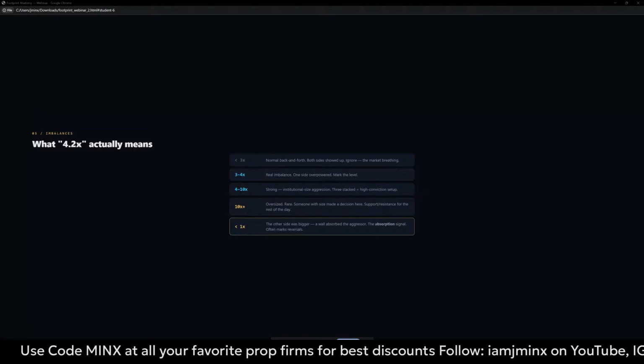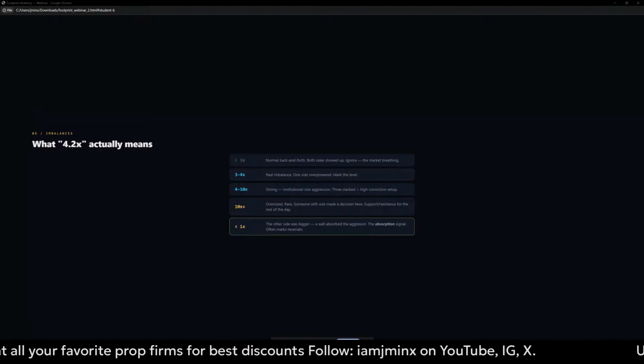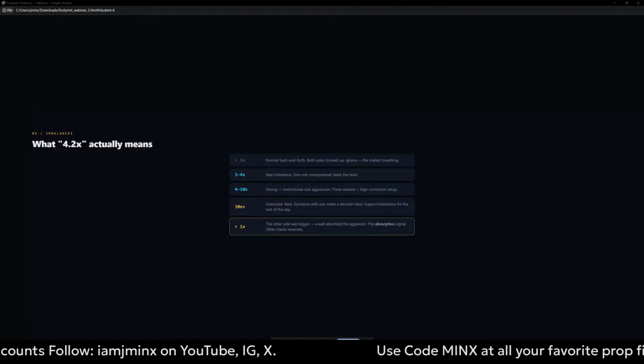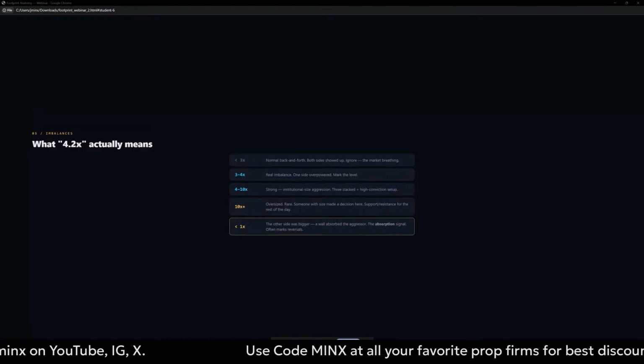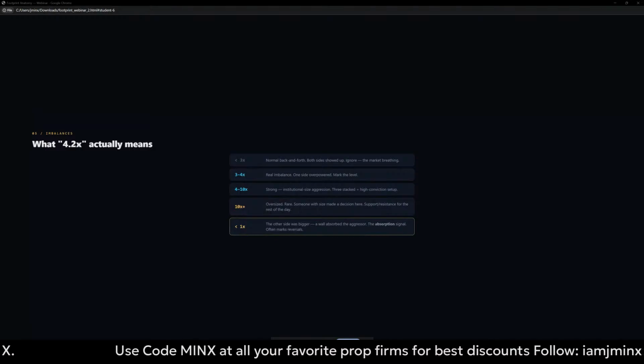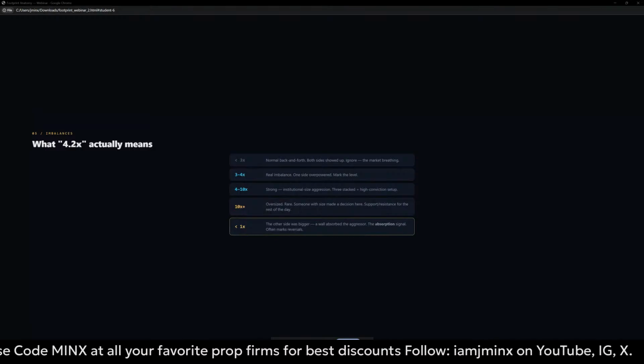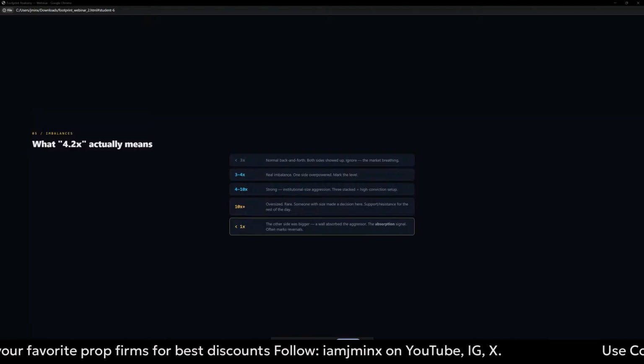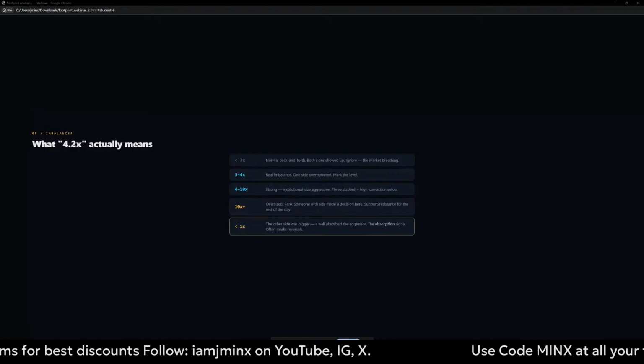And the special one, below 1 times, means that the side being attacked was actually bigger. A wall of resting orders ate that aggression. So that's absorption, and absorption is basically where reversals are born.